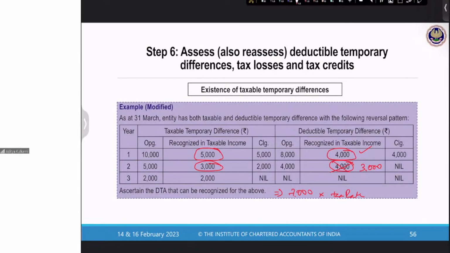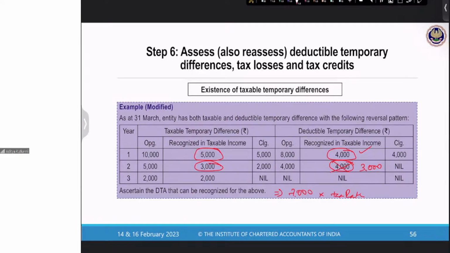Yes. You have to check the existence of reversal of taxable temporary differences. You also have to check whether profits are there in the future. So all these things together we will have to check in practical life. Here we are teaching you step by step, so you should be able to understand.